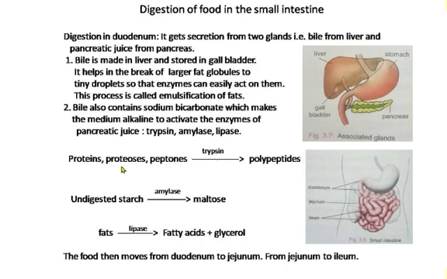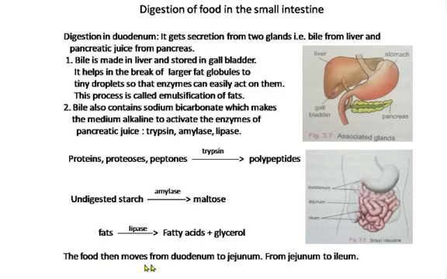Trypsin helps in the breakdown of proteins, proteoses and peptones into smaller molecules called polypeptides. Amylase helps undigested starch to get converted into maltose, and lipase helps in breakdown of fat molecules into fatty acids and glycerol.